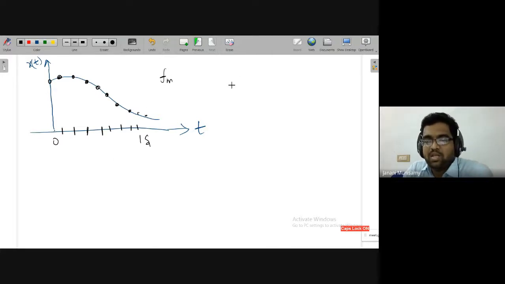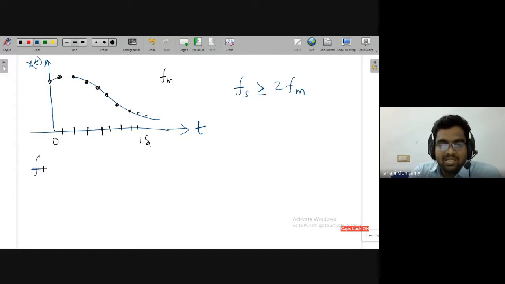So that's why they give one formula to avoid distortion at the receiver side. What is our aim? We represent the analog signal in terms of digital data, and from the digital data, we have to recover our original analog signal. That is the aim. So when taking samples, the sampling rate must be at least greater than 2 FM. Fs must be at least greater than 2 FM. Now what is Fs? Fs is the sampling frequency.